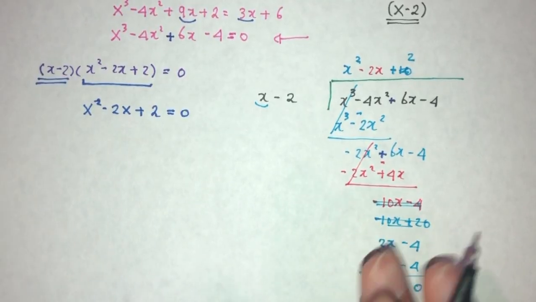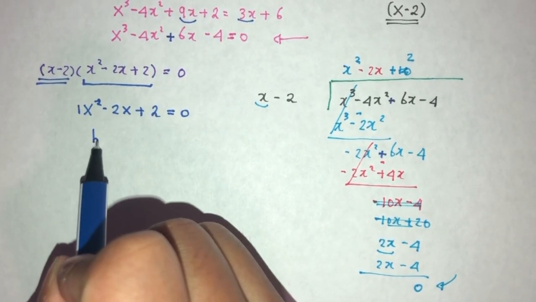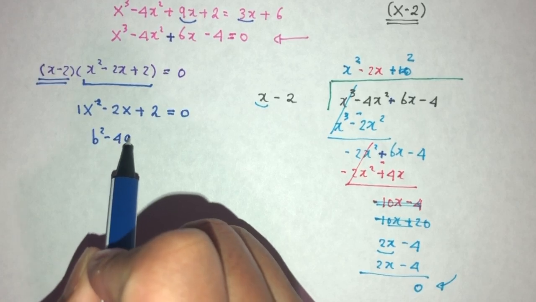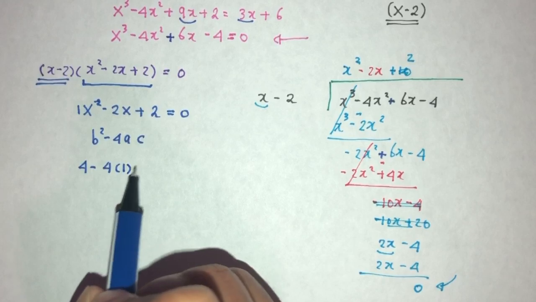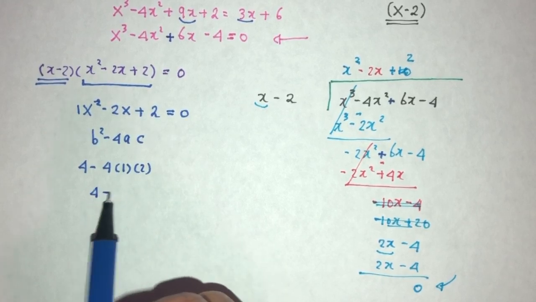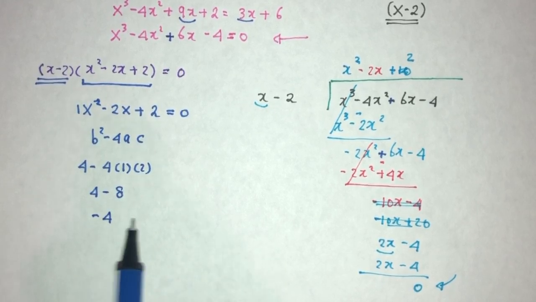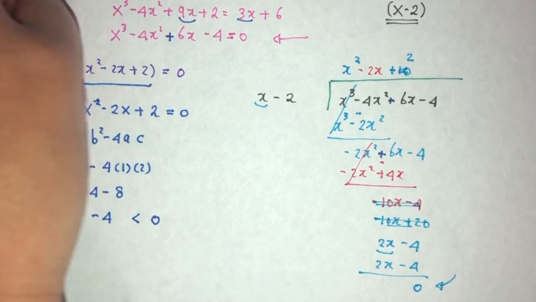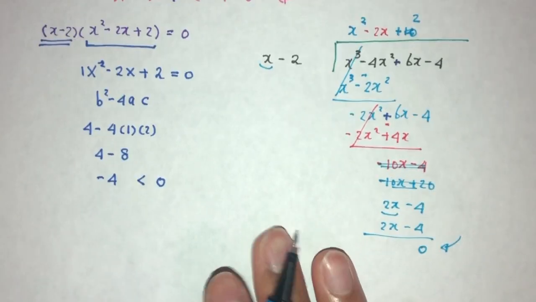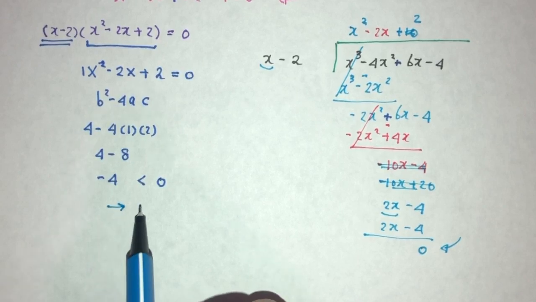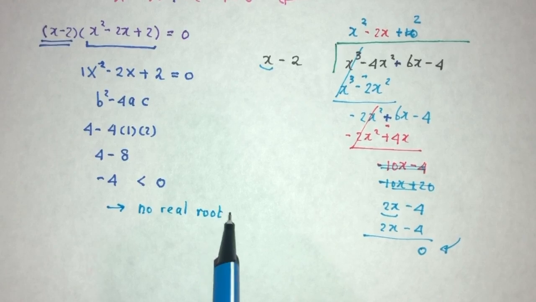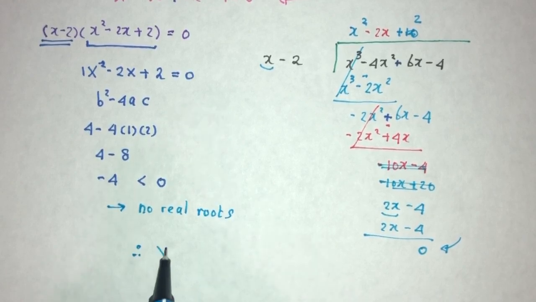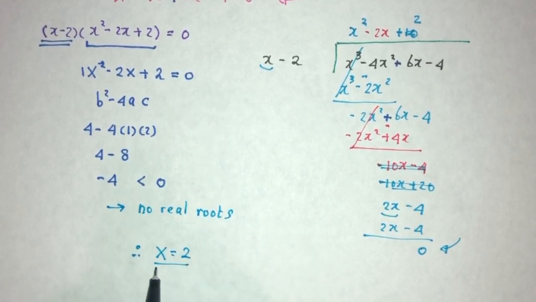We use the discriminant. So b squared minus 4ac. Let's find the sign of this thing. That should become 4 minus 4 times a times c. That becomes 4 minus 8. That should be minus 4. Now since the value of b squared minus 4ac is less than 0, we understand that there's no real roots in this equation. Therefore, x equal to 2 is the only solution for this equation. So that's why it has only one root, right?